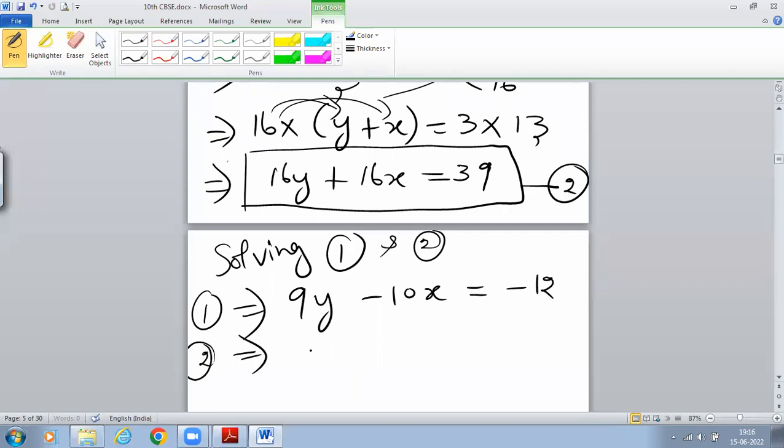Yes, sir. Equation number 2 is 16y plus 16x is equal to 39. This is equation number 2. We have to now solve the two equations. Now I'm going to teach you, listen carefully.